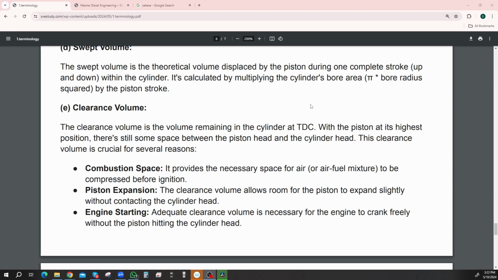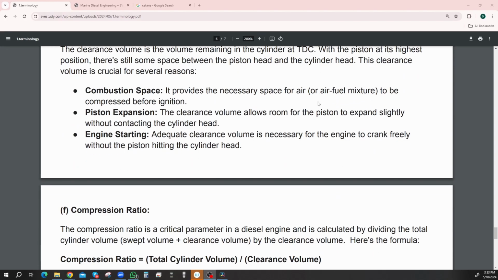Piston expansion. The clearance volume allows room for the piston to expand slightly without contacting the cylinder head, because it gets to a higher temperature and goes to a lower temperature during the cycle, so it expands just a tiny little bit. That doesn't need to be that big, does it? Engine starting. Adequate clearance volume is necessary for the engine to crank freely without the piston hitting the cylinder head.